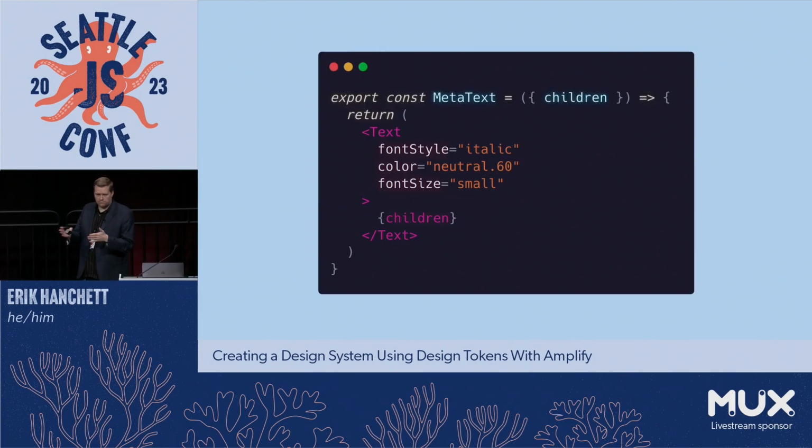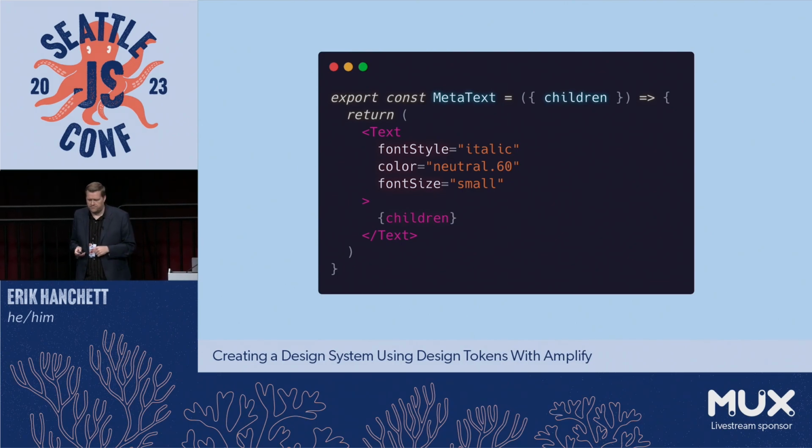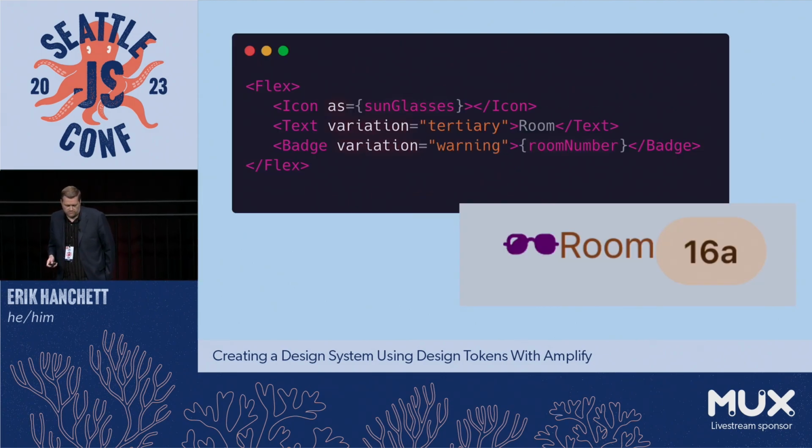Typically, when I'm creating an app, I'll first go through and I'll add in a bunch of these style props in here, like font style, colors, font size, and then later on I'll go refactor it out, or I'll put it into my design tokens, or maybe a style sheet.